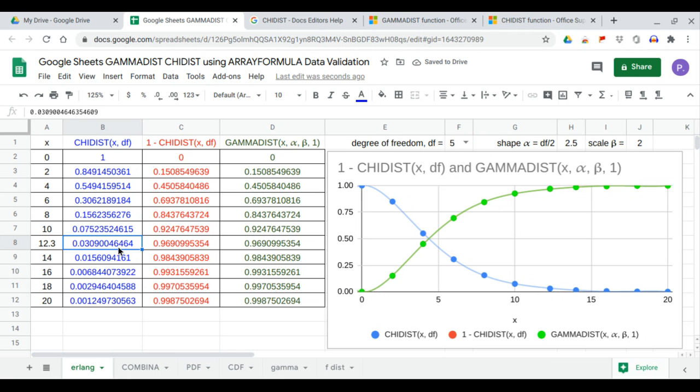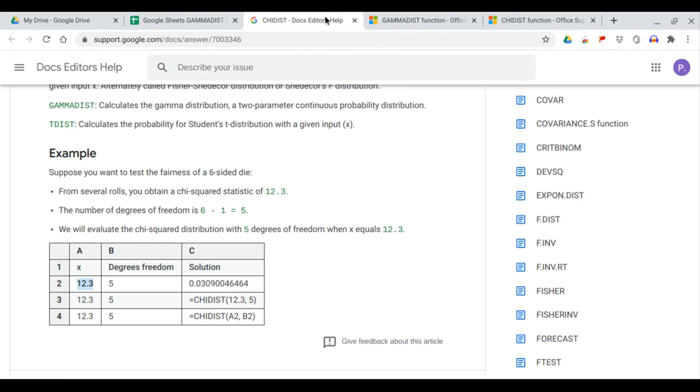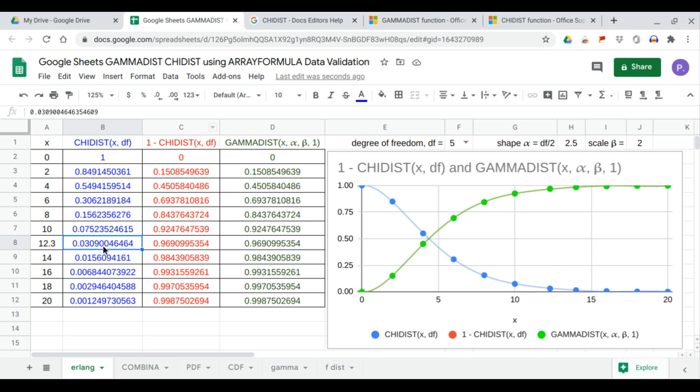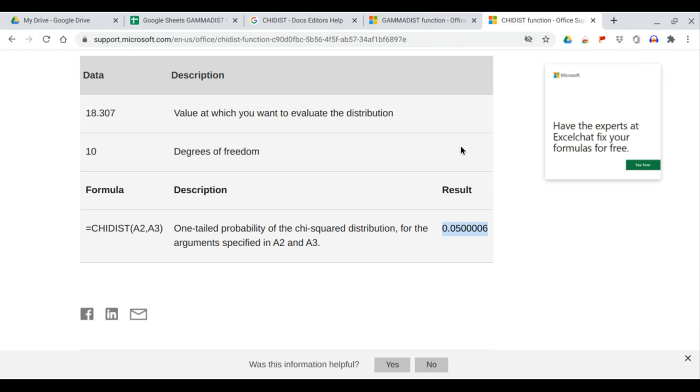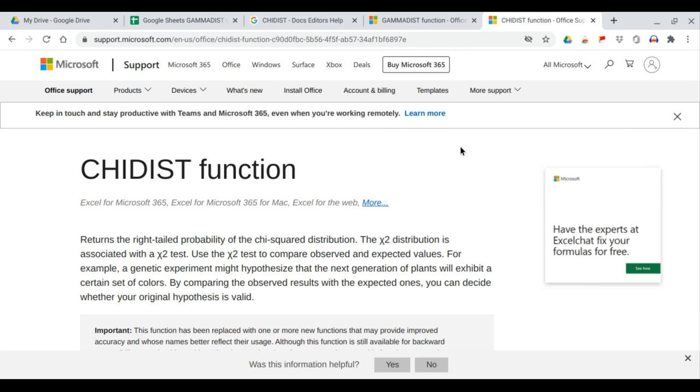So our CHIDIST value is 0.0309004, which is 0.03090046464. It's a match.